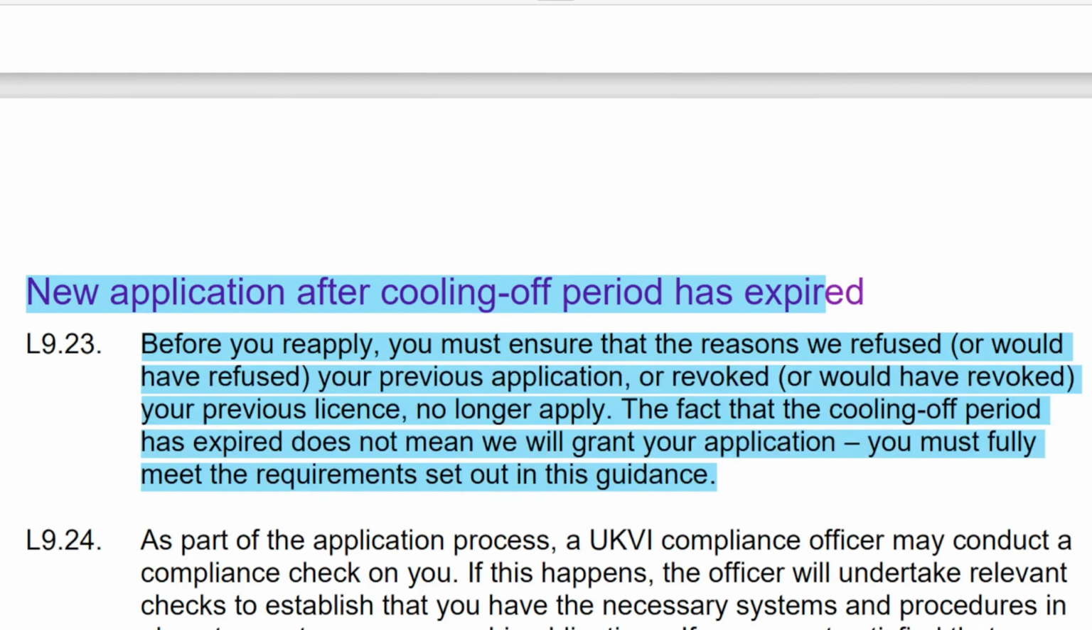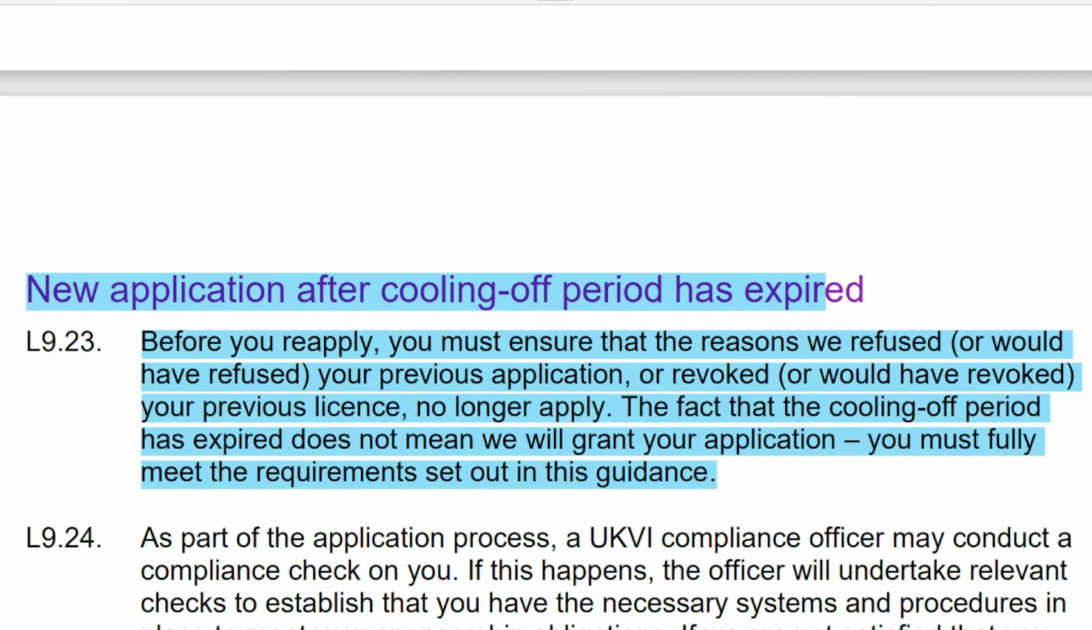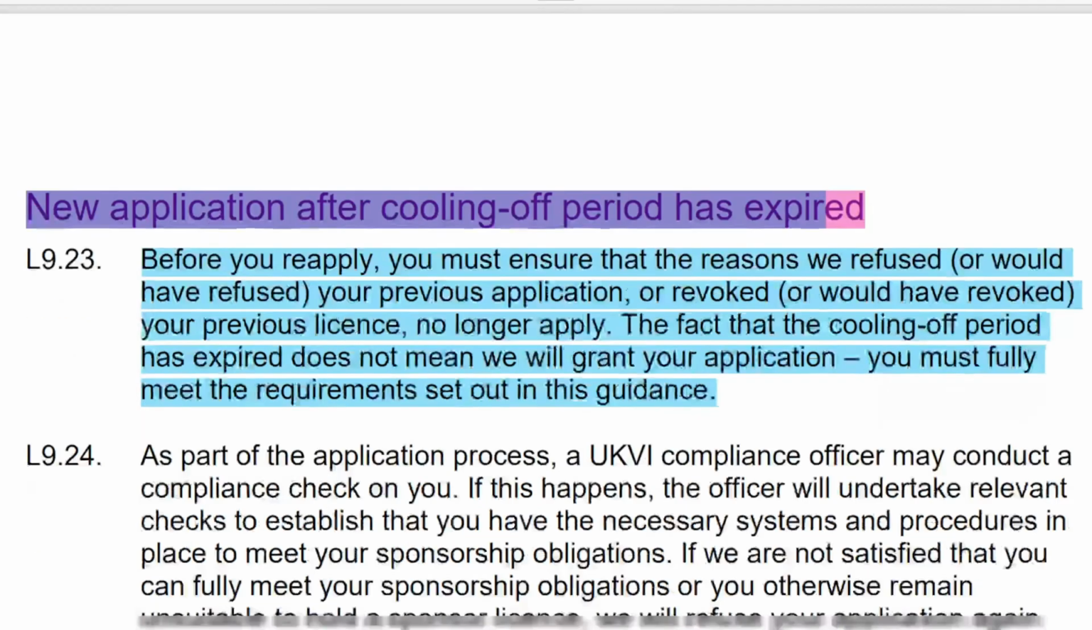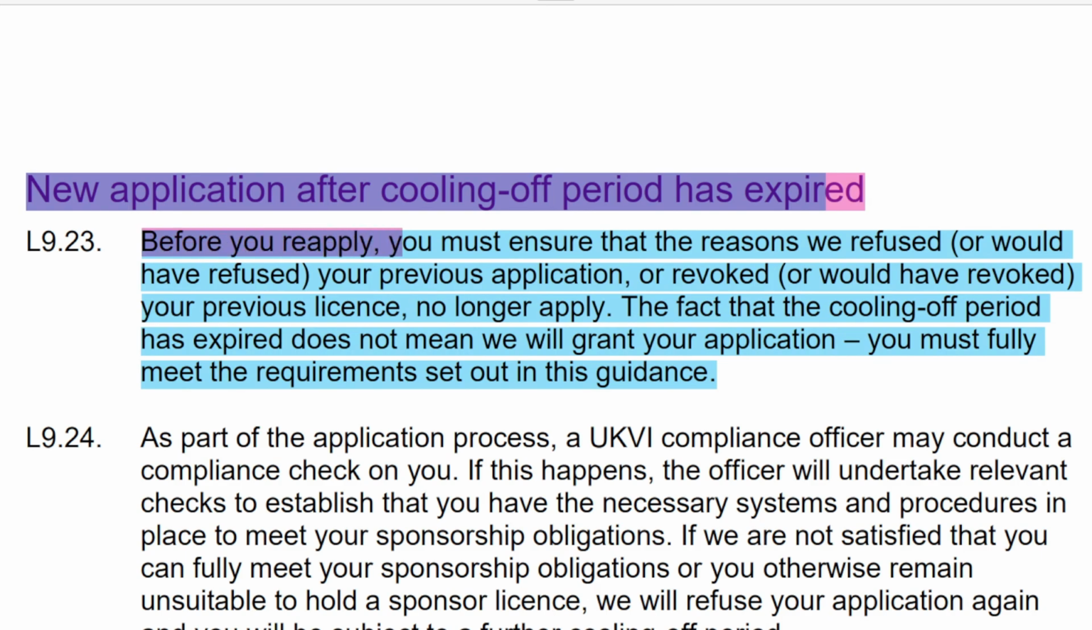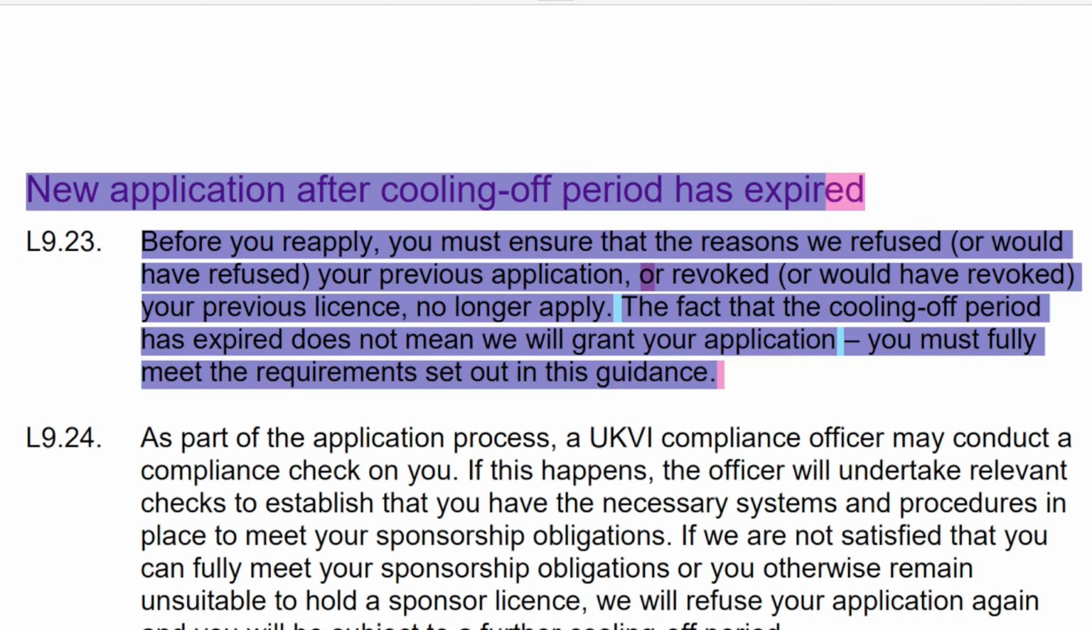Now let's discuss a new application after the cooling off period. Before you reapply, you must ensure that the reason we refused, or would have refused, your previous application, or revoked, or would have revoked, your previous application no longer applies. The fact that the cooling off period has expired does not mean we will grant your application. You must fully meet the requirements set out in this guidance.